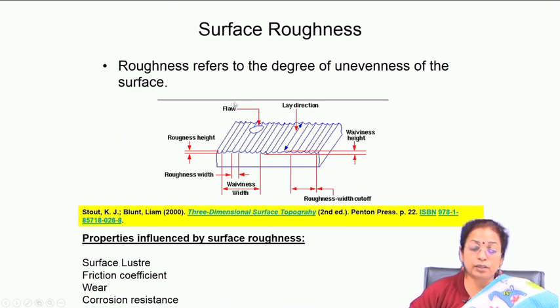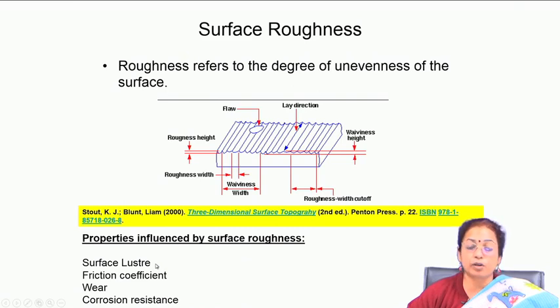If you talk about roughness and its importance, roughness is not really because of the surface energy, but it is a phenomenon to some extent associated with surface energy, as you saw in surface atomic arrangement. To some extent it is generated because of the processing operation the surface has undergone, as a result of which many properties are influenced: luster, friction coefficient, wear, and corrosion resistance are influenced by surface roughness.